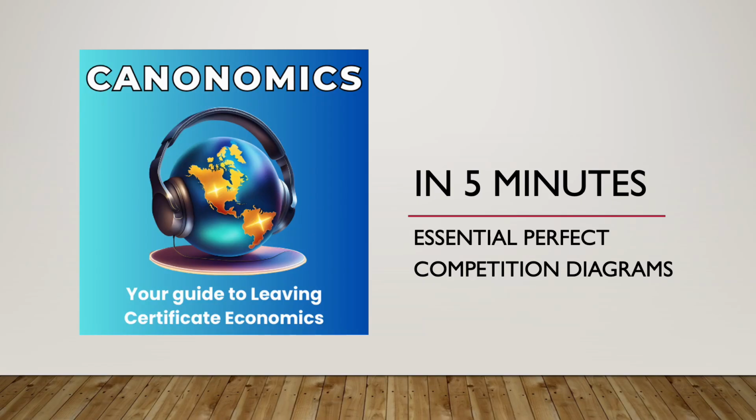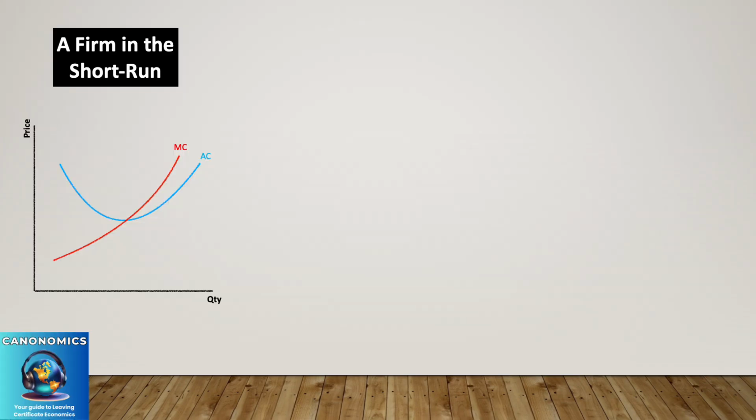This time I'm looking at 3 essential diagrams for perfect competition: a firm and short-run equilibrium in perfect competition, the market or industry in perfect competition, and a firm and long-run equilibrium in perfect competition.